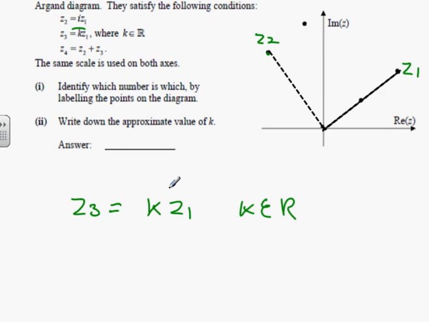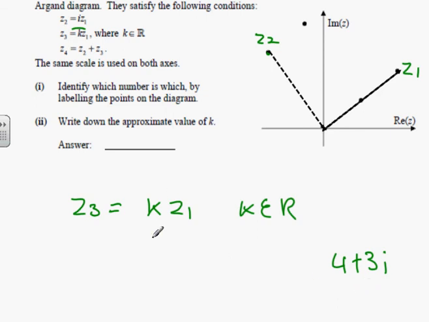What does K do to Z1? It'll either make it smaller or bigger. If K is smaller than 1, it makes it smaller. If K is bigger than 1, it makes it bigger. What happens if K is negative? Let's find out. 4 plus 3i. It is, but to remember that is hard. There's so much to remember.